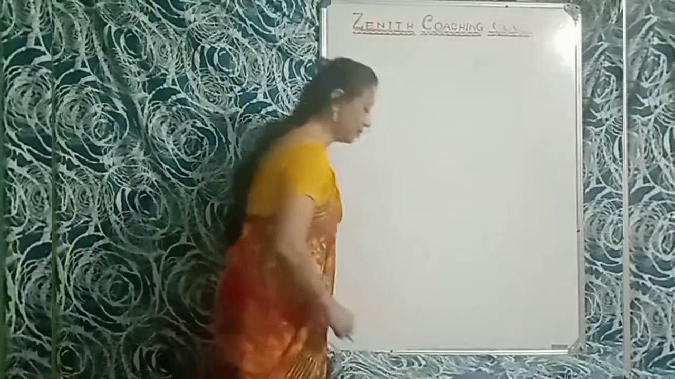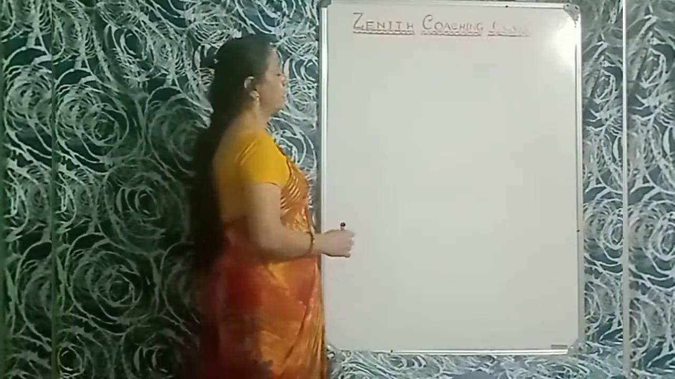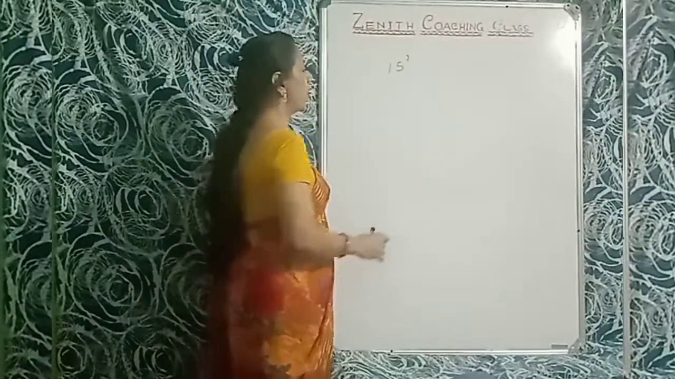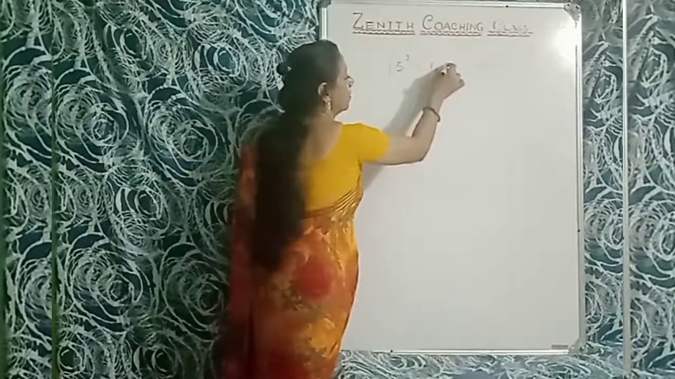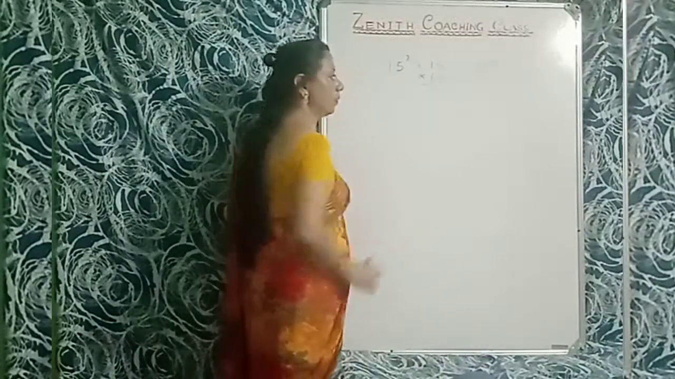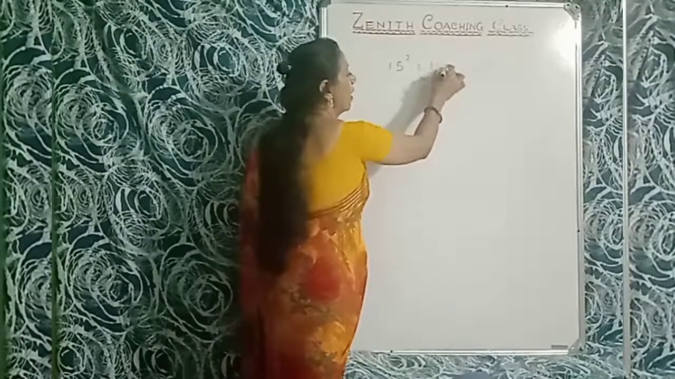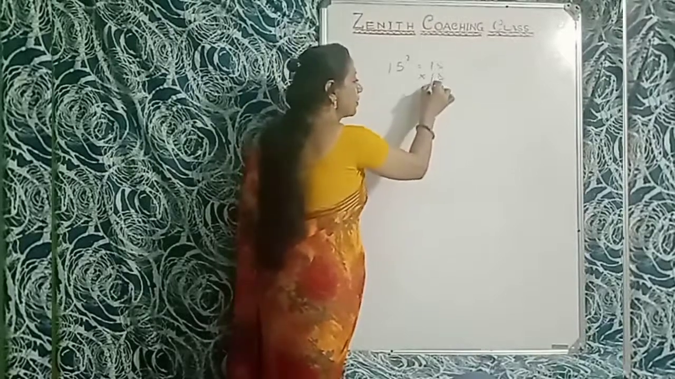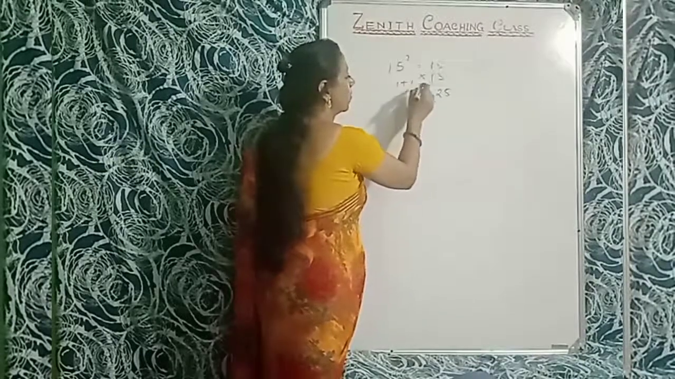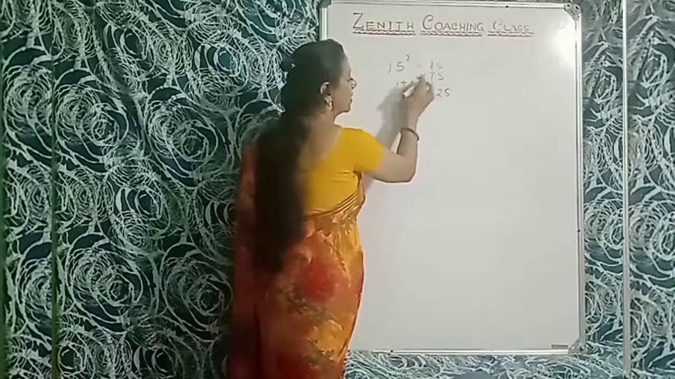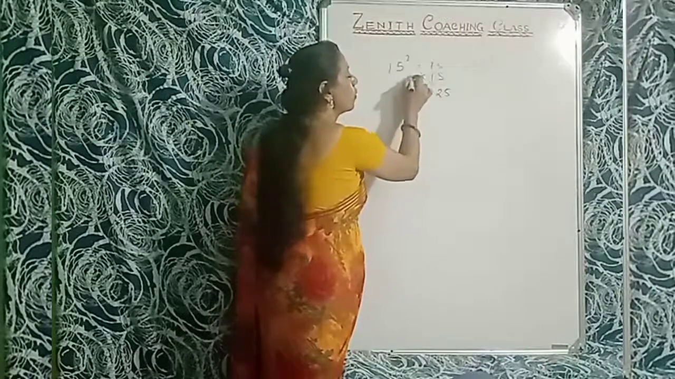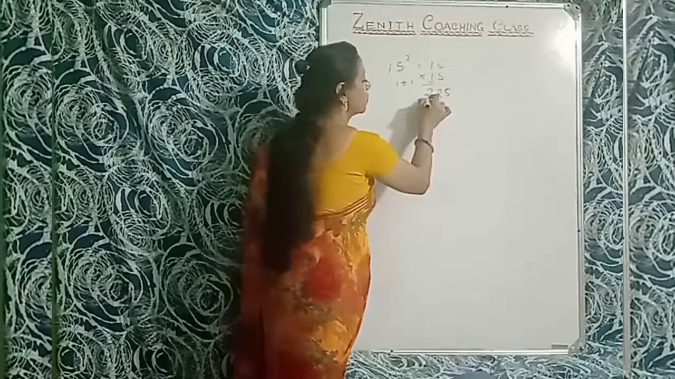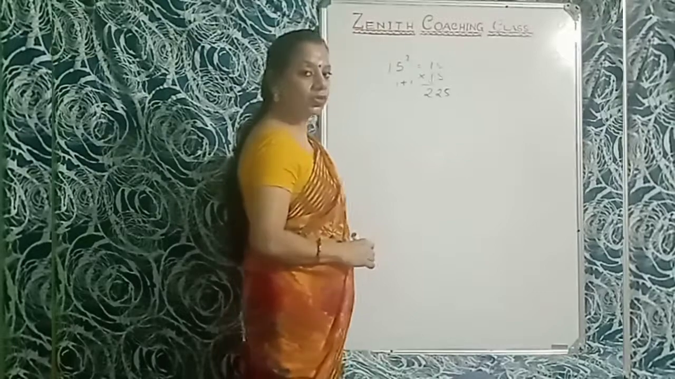Okay, let's think. That is 15 square. So 15 square is 15 multiplied by 15. You have to do. So what you will write first? 5 multiplied by 5, that is 25. And this one you do 1 plus 1. You will just add 1 to this number. So 1 plus 1 is 2. 2 multiplied by 1 is 2. So that is 2 here. So 15 square equals 225.